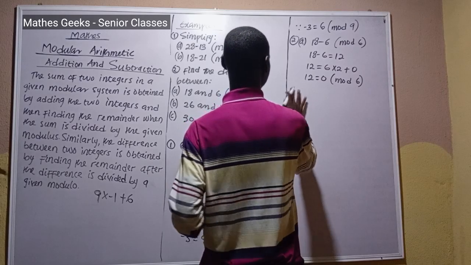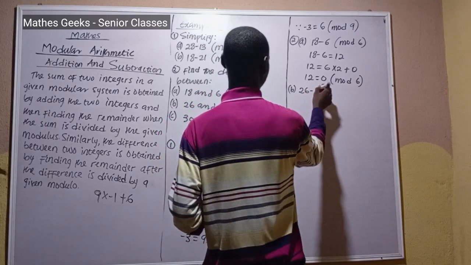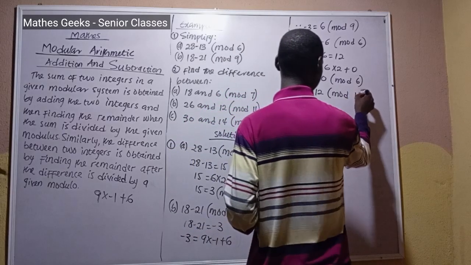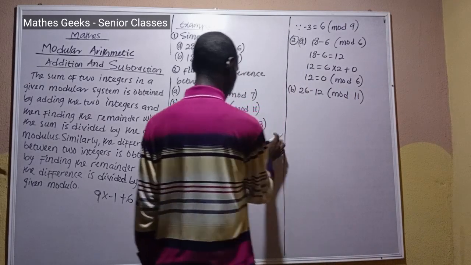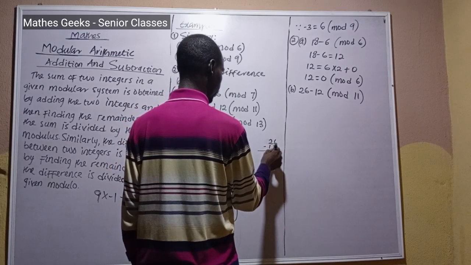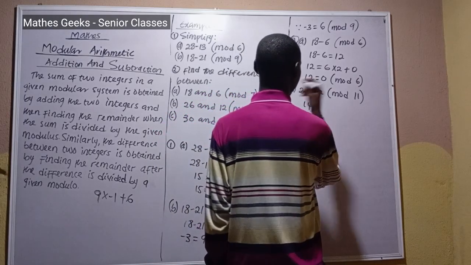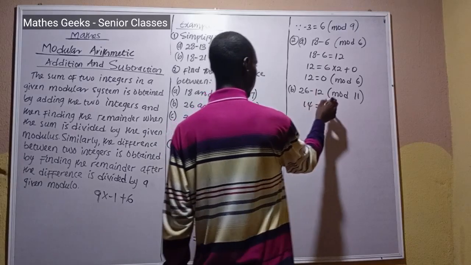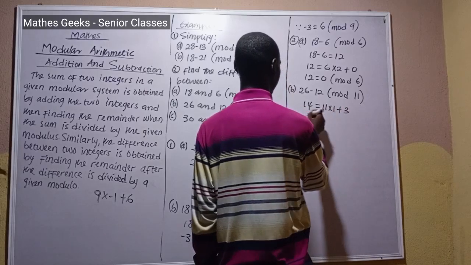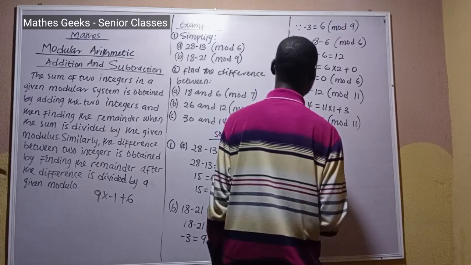Number 3 will be 26 minus 12 in mod 11. 26 minus 12 is 14. The multiple of 11 that's closest to 14 is 11 times 1, plus 3. 3 here is the remainder, so 14 is 3 in mod 11.